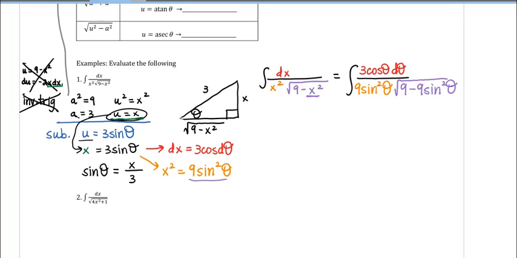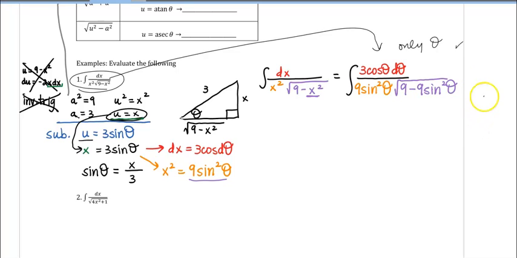So we've completed the substitution. I want to make sure to emphasize here, please note that we started with an integral that had only x's in it, and now we have an integral that has only theta in it. So that's how I know that we have completed the substitution. Now we have to simplify this integral, and hopefully we can use what we learned in previous lessons to be able to integrate this now trigonometric expression.